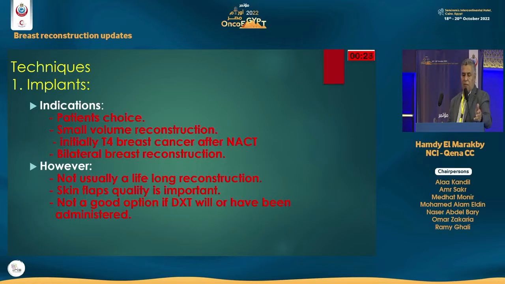Implants are very useful for small volume reconstruction, such as a small or medium-sized breast, or in patients who had initial T4, where you put an expander, as said. With bilateral breast reconstruction, that is an excellent method, because you put similar sized implants on both sides, and the size match will be excellent. The downside is that implants usually don't have a long life. It's not a long-life reconstructive method. You need good skin flap quality, and it's not a good option with or without chemotherapy.